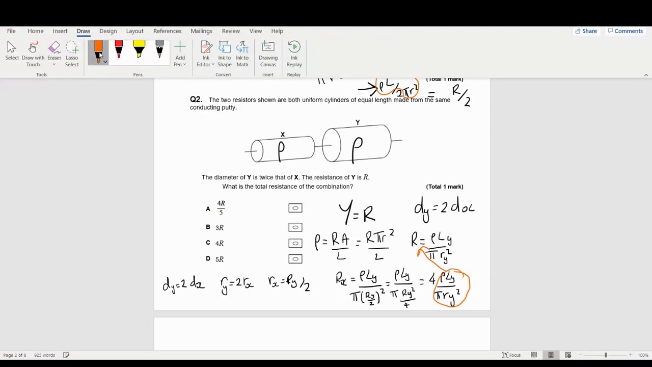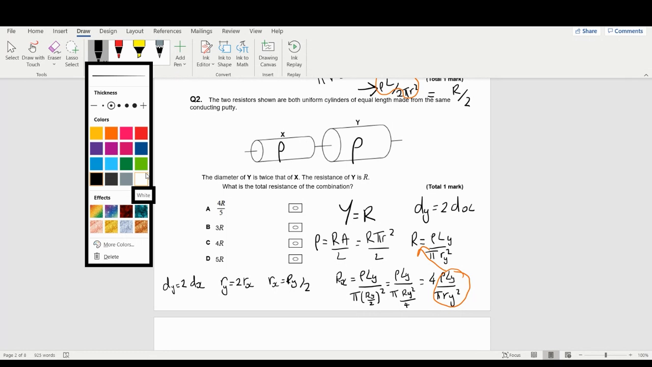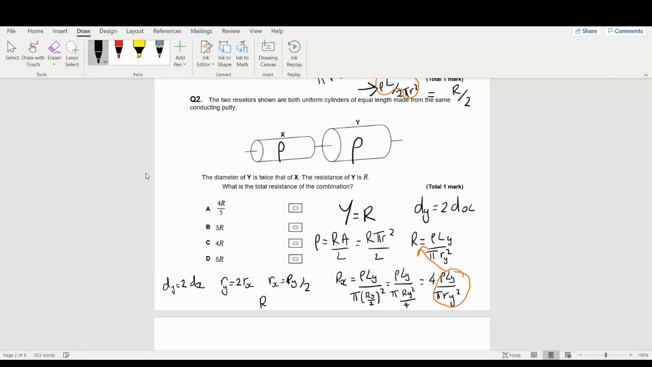So I know that the resistance of X is going to be 4R, because it's 4 times R. So this one's R, this is 4R. They're in series with each other, add them together, and you end up with 5R there. So it's quite a mean question, and sometimes will take a little bit more than 1 minute to do.